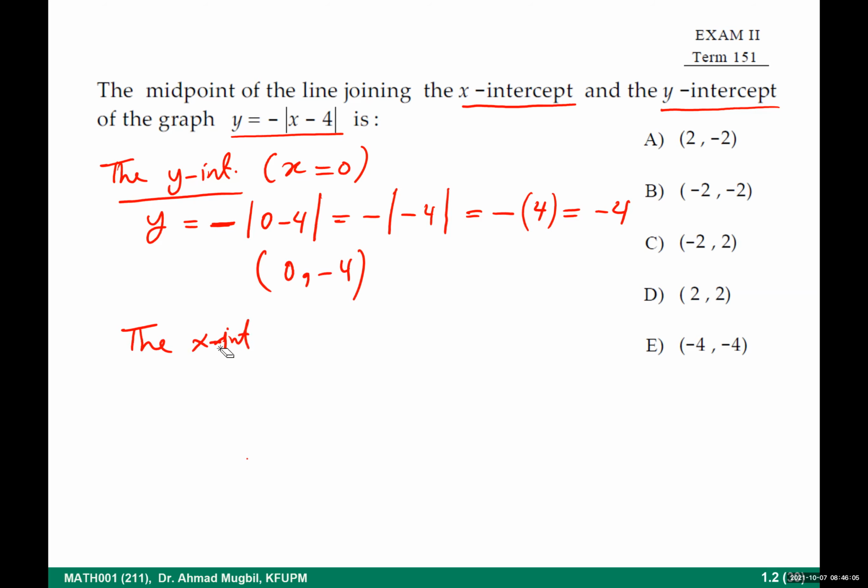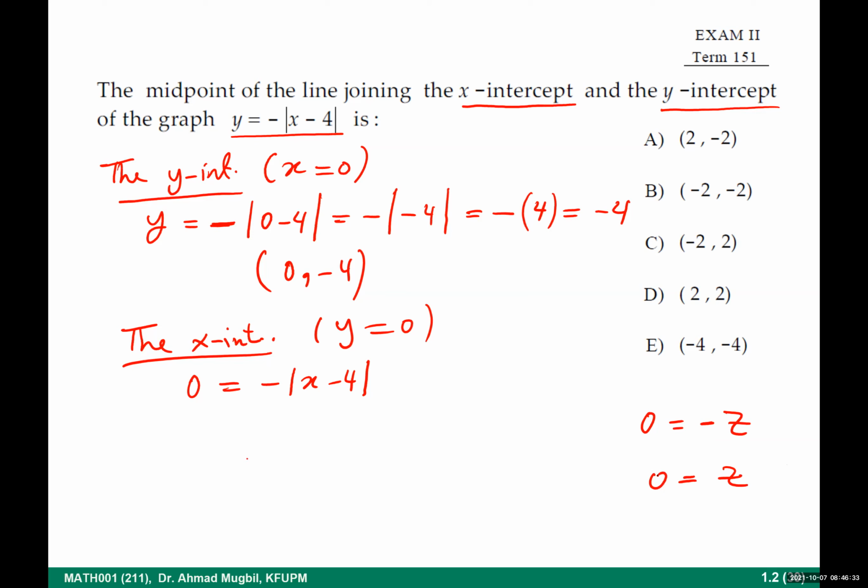What is the x-intercept? We will put y equals 0. So let's go to the equation, put y equals 0 and solve for x. Now when you have 0 equals minus z, whatever z is, what is z? z is 0. So we have here something absolute value, negative whatever equals 0. So this whatever is 0.